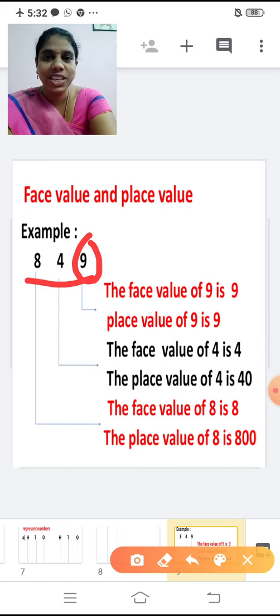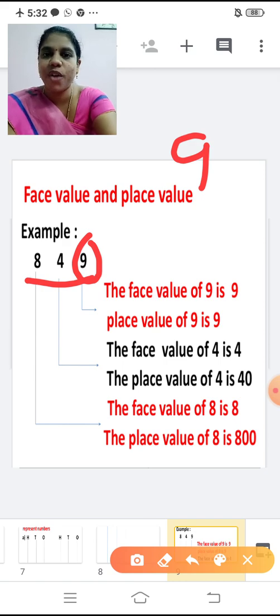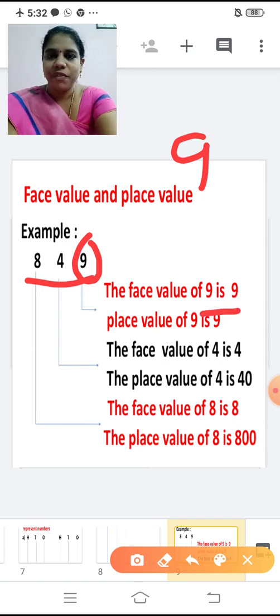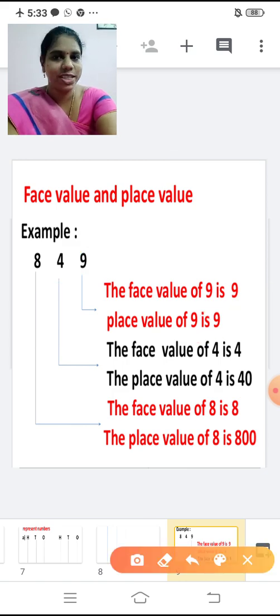So the face value is the value of the digit itself. What digit is there? 9. So the face value does not change. The face value of 9 is 9. What is the place value? Place value depends on the place. In which place is it? Ones place. So 9 into 1, 9 ones. That means 9 into 1. So the answer is 9. So the face value is 9 and the place value is also 9.